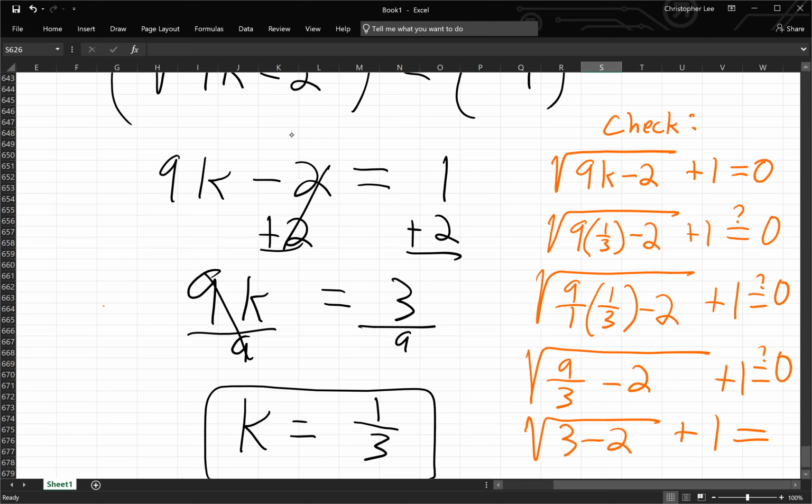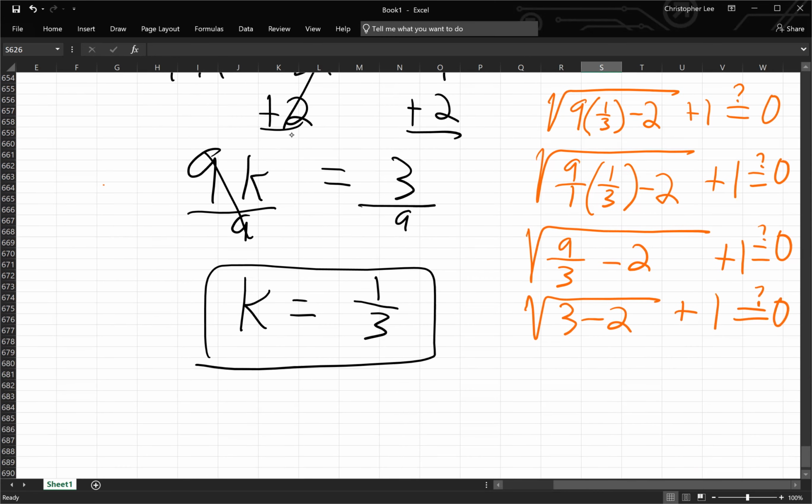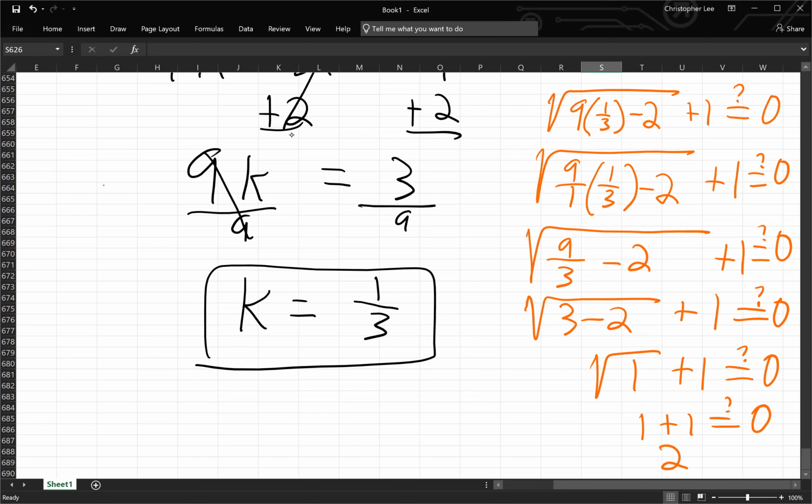Plus 1. It's allegedly 0. Let me see. And then square root of 1 plus 1. In some countries, that's 0, right? But 1 plus 1, I don't know. But to me, 2 does not equal 0. This is not an answer. So there's no solution here.